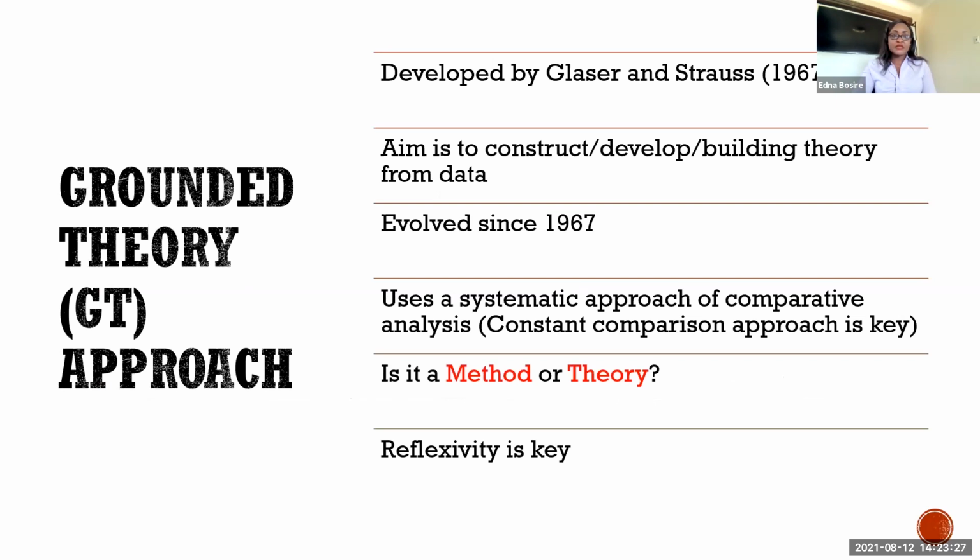So just to begin, you will wonder, what is this grounded theory about? What is this grounded theory and why would I encourage researchers to use it? So to begin with, this theory was developed in 1967 by Glaser and Strauss. These are sociologists, and their aim was to try and understand patterns and behavior in people in the community. And the aim of coming up with this grounded theory was to try and construct or develop or build theory from data.